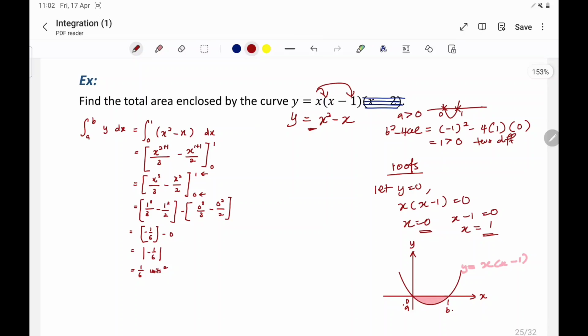And remember, you have to draw. For this question you have to know how to draw.